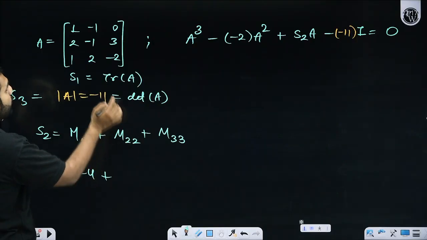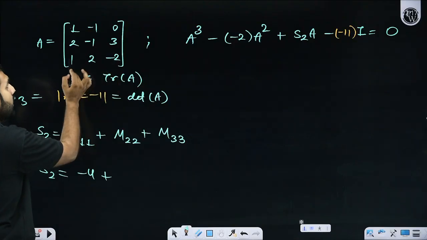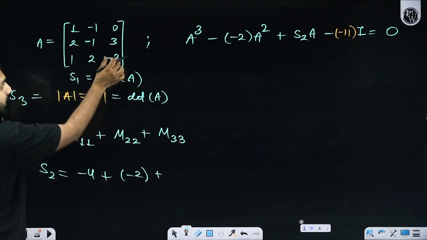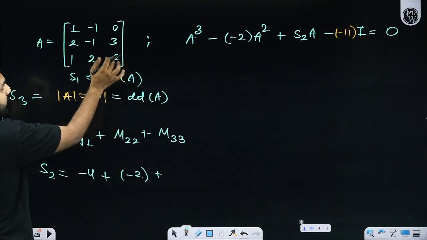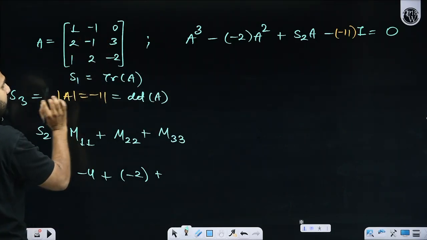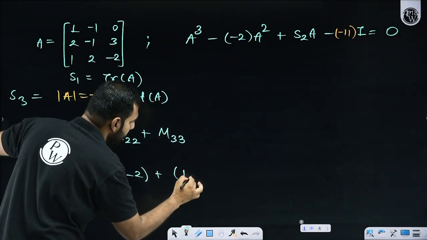Then for this 2, this is second row, second column. So 1 into minus 2, minus 0. So it is minus 2, yes or no? Then M33, this element's minor. It will be this minus this, yes or no? So minus 1 plus 2, yes or no? This is minus 2, so plus 2. So minus 1 plus 2 is what? Plus 1, correct me if I'm wrong.